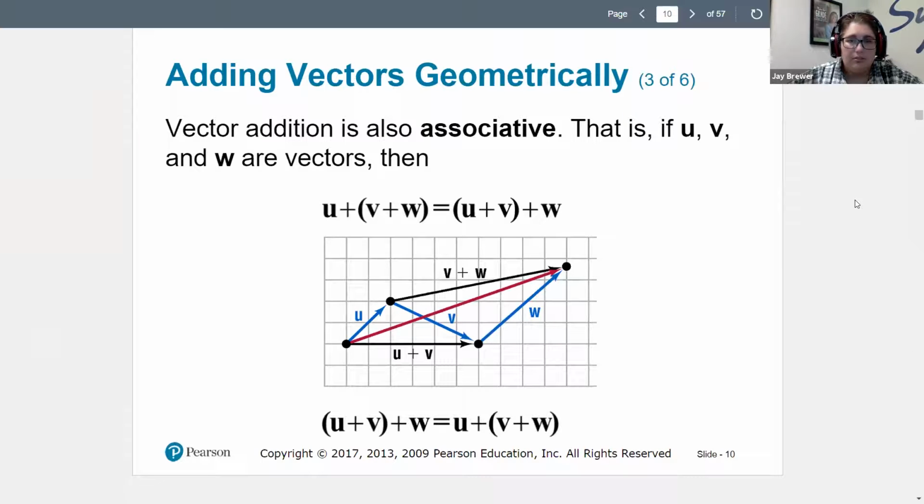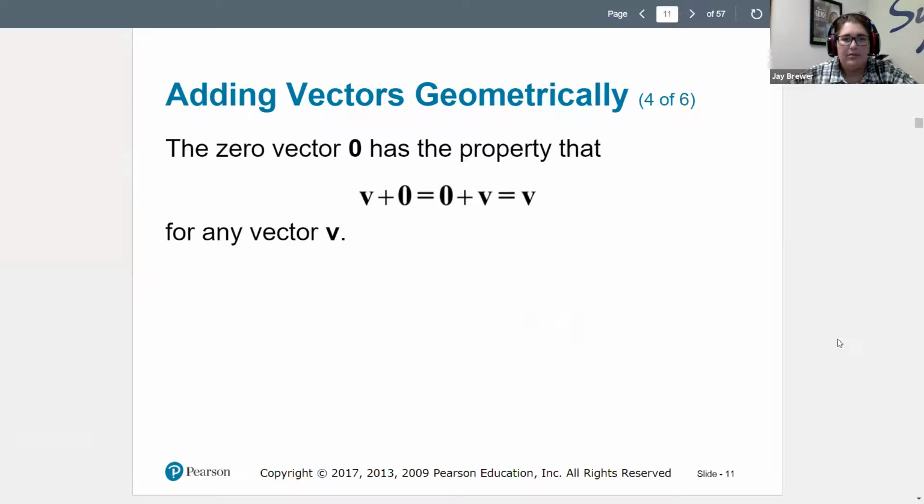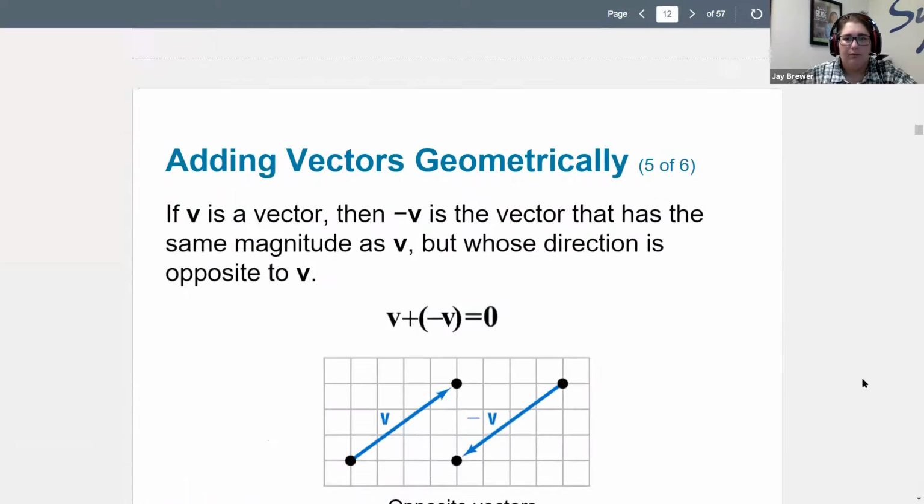Vector addition is also associative. That is, if u, v, and w are vectors, then you can see the following. That one kind of looks like a kite. The zero vector has the property that v plus 0 equals 0 plus v, which is just v for any vector, which I'm sure you guys would have picked up on.